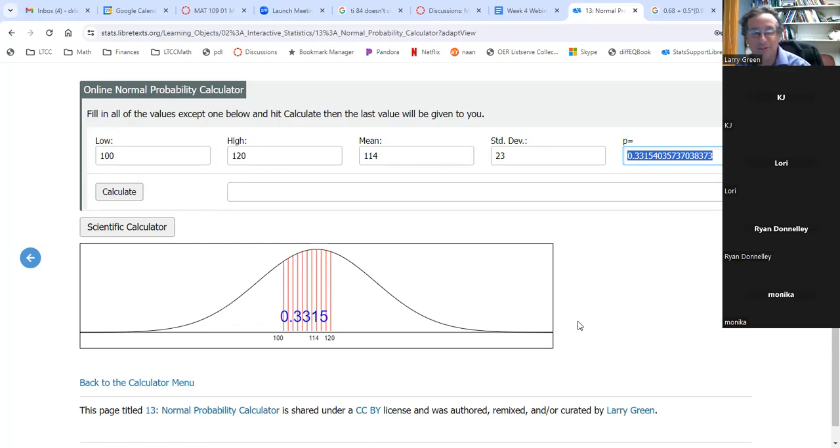Good, I'm glad you like the visualizations because that's what I put in. So you can kind of see between 100 and 120. The mean was 114, and our probability was 0.3315. So 4 decimal places. Any questions on this example? Okay, let's go to the next one.